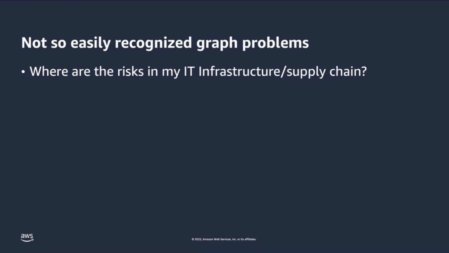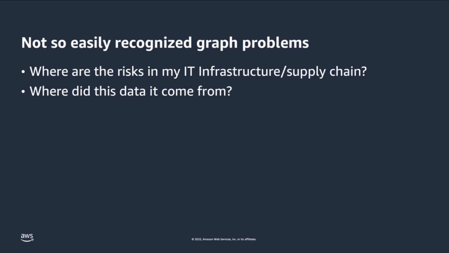In the case of a supply chain, you have a lot of products. Each of those products has its own bill of materials. Each of the items in those bills of materials has one or more suppliers, and those suppliers have suppliers, and those suppliers have suppliers. Being able to look at the overall risk portfolio of your supply chain or your IT infrastructure is a great use for a graph.